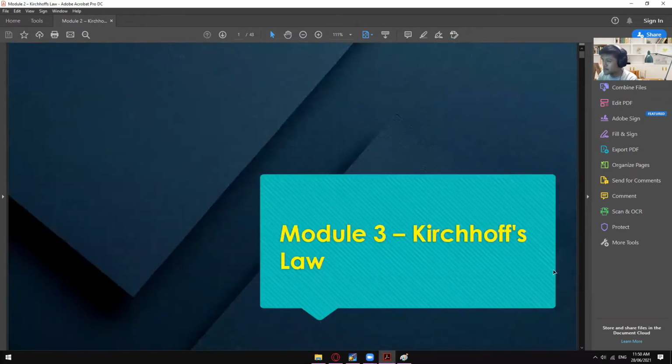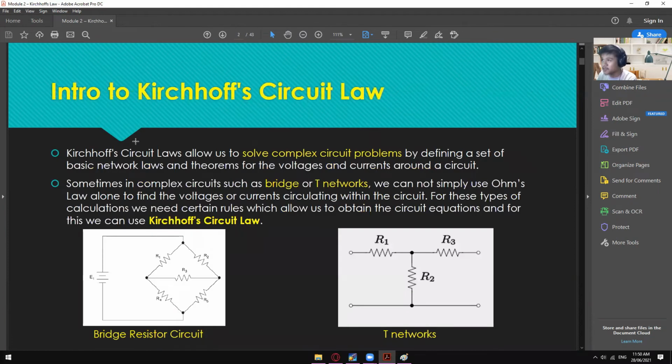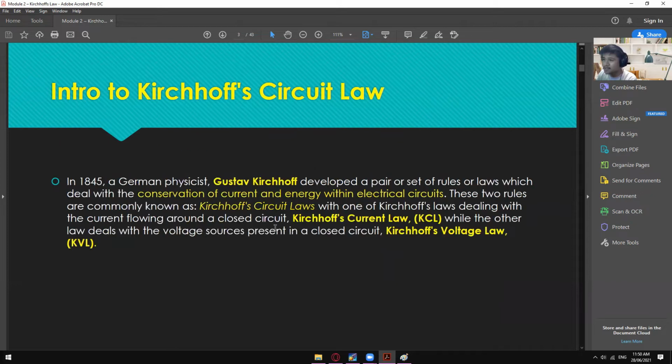here's slide one, and the definition of Kirchhoff's law, okay? The main reason why we have this law is for us to be able to solve more complex circuit problems, like, for example, the bridge resistor circuit and the T-networks. Second is the man who developed this law. His name is Gustav Kirchhoff, a German physicist. He was able to develop this way back in 1845.